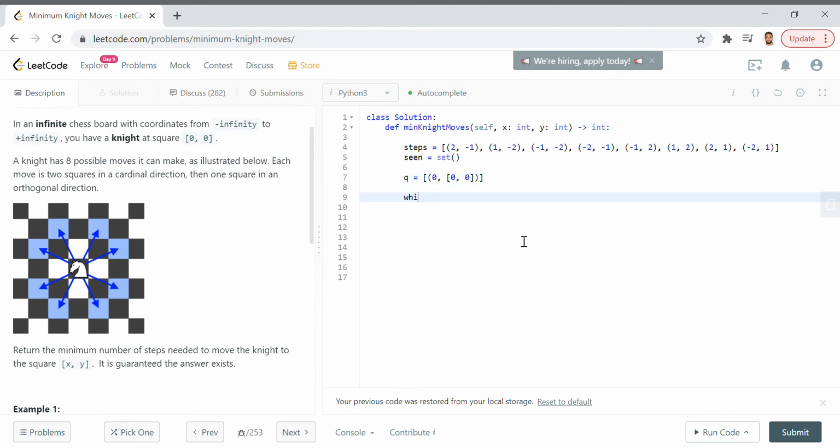Now we want to say while queue, because we're going to want to exhaust this queue until we've gotten to where we need to be. Moves, coords for coordinates equals q.pop(0). So now we'll have moves are 0, coordinates 0, 0. If coords of 0 is x and coords of 1 is y, that means we've gotten there, so return moves.